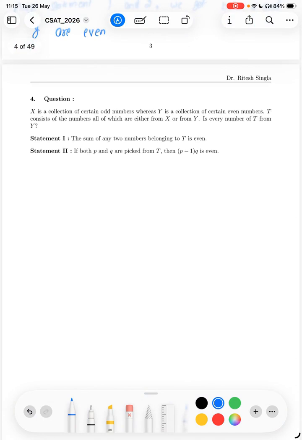Let us come to the fourth question. Here, x is a collection of certain odd numbers, whereas y is a collection of certain even numbers. Which odd numbers, which even numbers, we do not know. But all the numbers in x are odd and all the numbers in set y are even. T consists of numbers, all of which are either from x or from y. So T is a subset of x or T is a subset of y, right? What it is saying, either all the numbers in T are odd or even and they are taken from x and y respectively. Is every number of T from y?